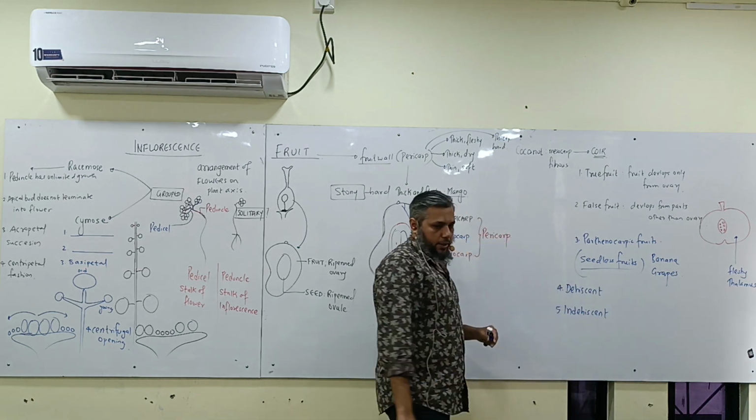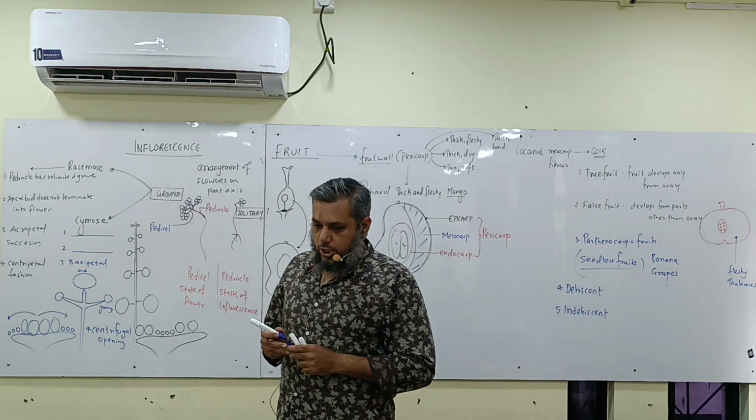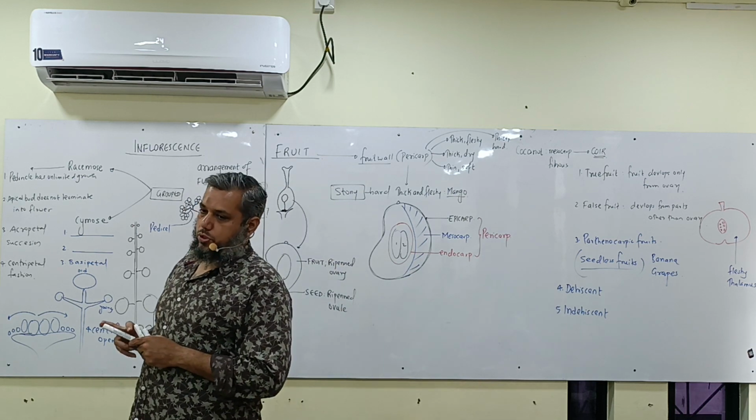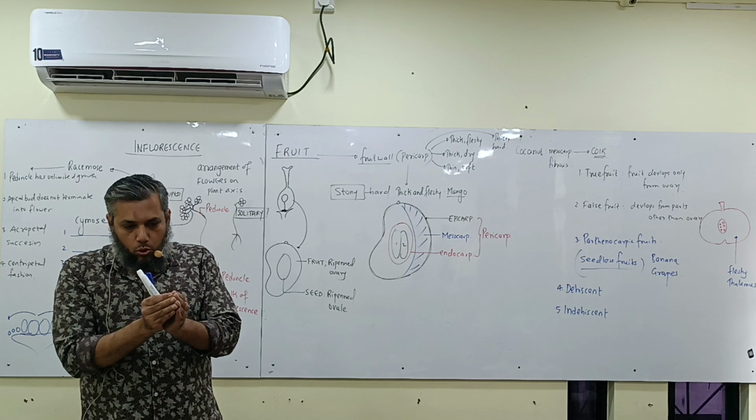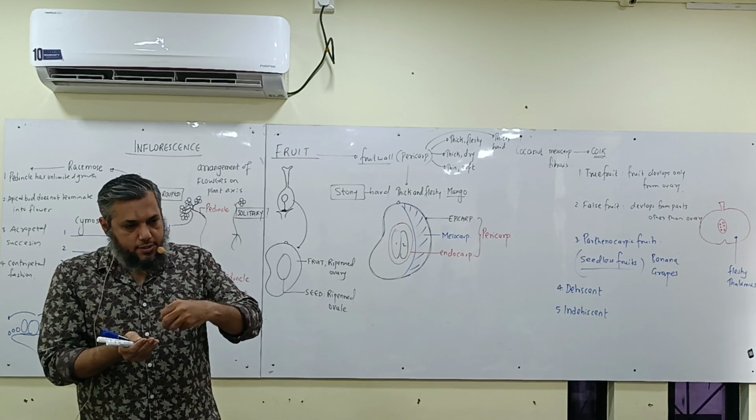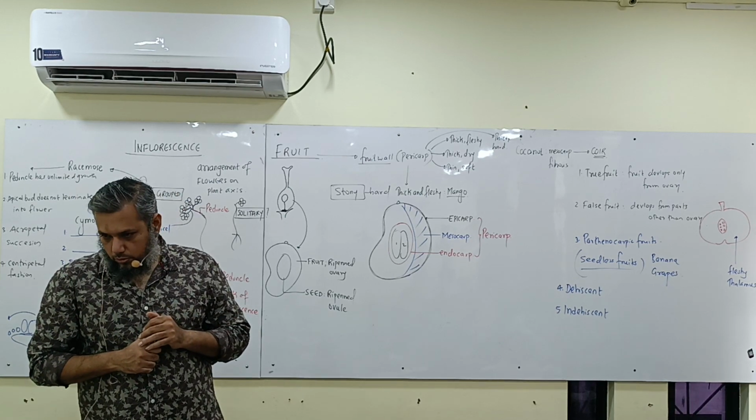फिर एक और टाइप क्या लिखा है मैंने? Dehiscent fruits and indehiscent fruits. Okay, what are the dehiscent fruits? When the fruit wall breaks to release the seeds, it's called the dehiscent fruit.